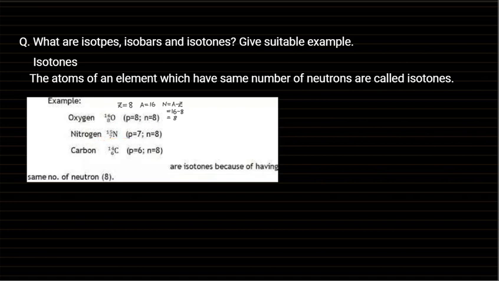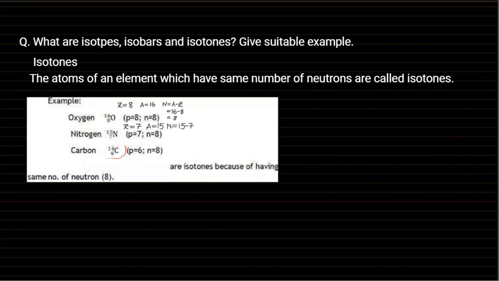The nitrogen's atomic number is 7. Mass number is 15. Then how many neutrons will be there? It will be 15 minus 7, which is 8. So how many neutrons are there inside nitrogen? 8 neutrons. Fine. Now let's take another example.